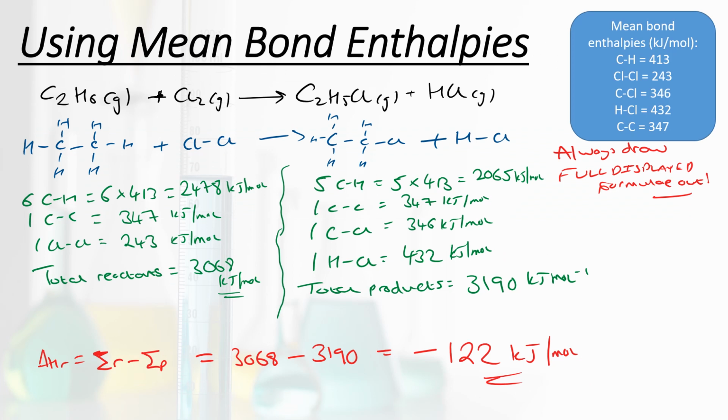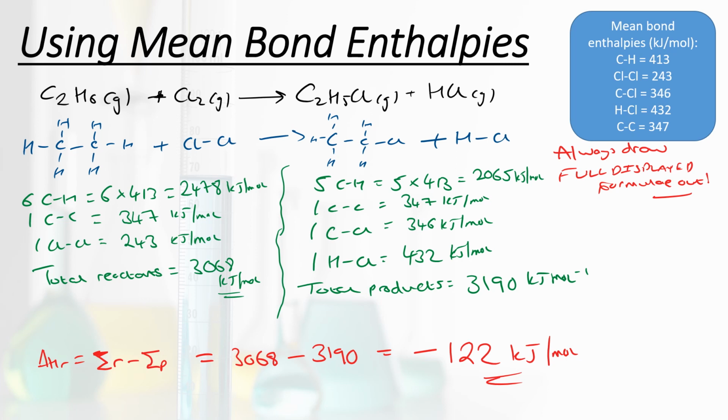So an actual example of a calculation. Let's say we have this reaction here. So ethane, C2H6, reacting with Cl2 as a gas. Remember that everything is a gas here. The ethane is a gas as well because we're using mean bond enthalpies. We think back to our definition. It's a gaseous species. And this forms the chloroethane, C2H5Cl, gas, plus HCl as a gas. This is an example of a free radical substitution reaction.